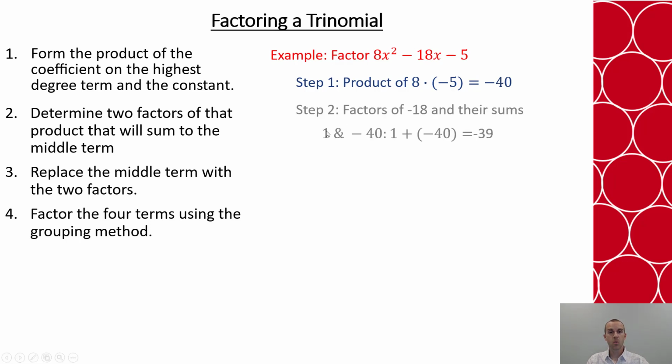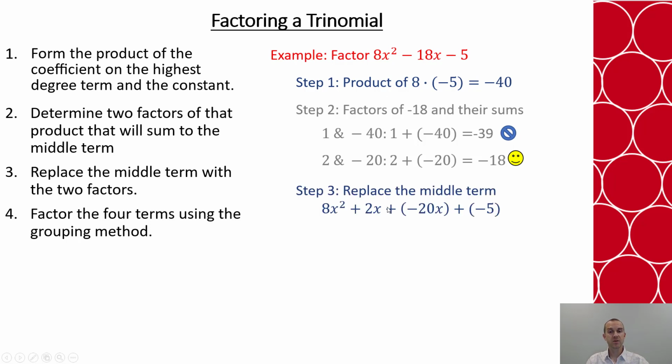So 1 plus negative 40 is negative 39. Nope, too big. What about 2 plus negative 20? Well, that is negative 18, so there I found it. So now I can replace that negative 18x with plus 2x plus negative 20x.